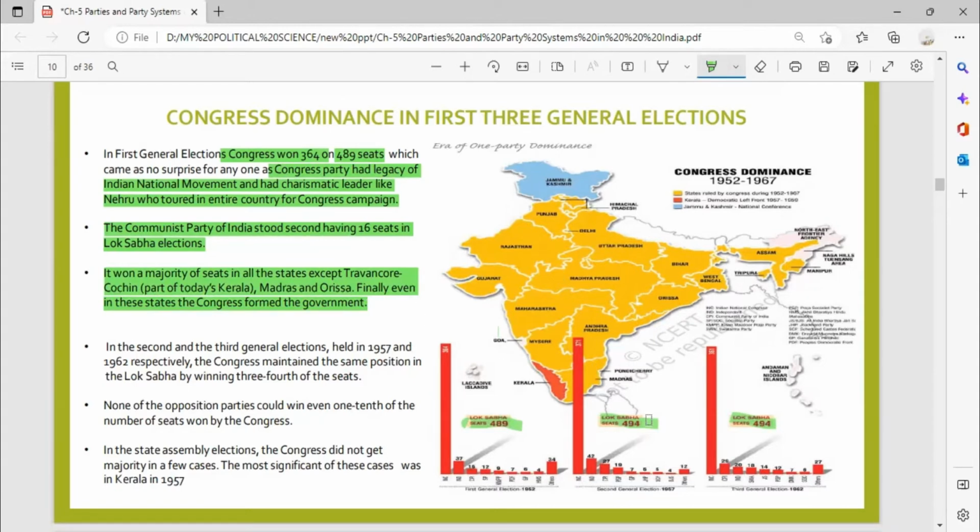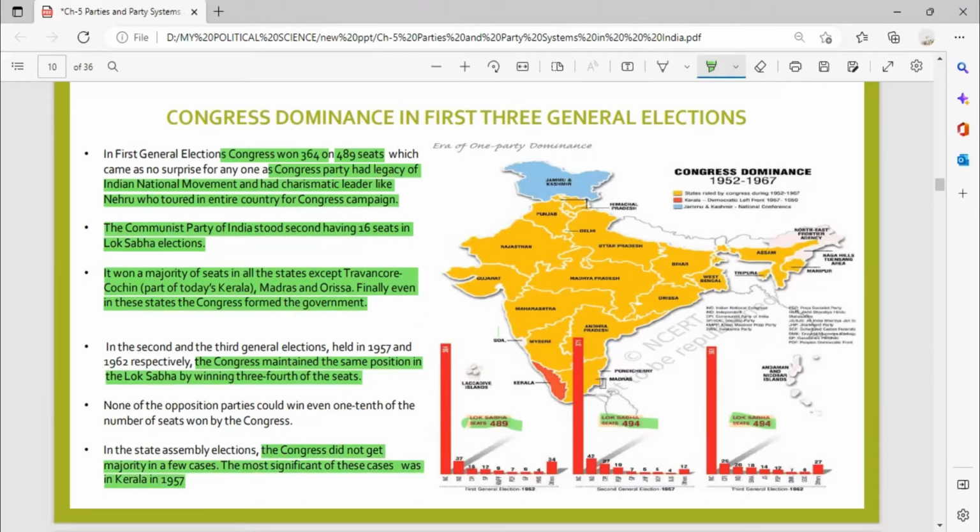In the second general election, there were 494 seats. In the second and third general elections, held in 1957 and 1962 respectively, the Congress maintained the same position in the Lok Sabha, winning 3/4 of the seats. None of the opposition parties could win even 1/10 of the number of seats won by Congress. In the state assembly elections, the Congress did not get a majority in a few cases. The most significant of these was Kerala in 1957. Kerala became the first state of India which did not have a Congress government, in 1957, that means the second general election.